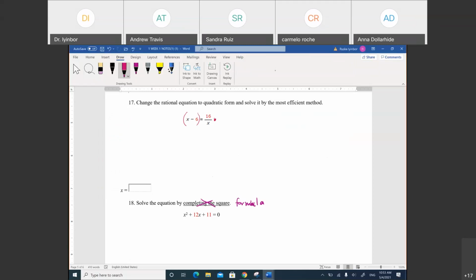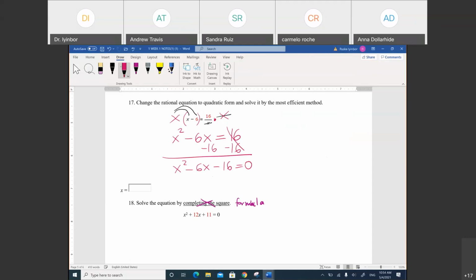You're multiplying by x, right? So I'm going to multiply by x. When you multiply by x, the x in the bottom cancels, and then here we're going to distribute x times x, x times -6. So x times x is going to be x squared. X times -6 is -6x equals 16. Then you're going to subtract 16 from both sides, and you're going to get your quadratic. X squared minus 6x minus 16 equals 0.